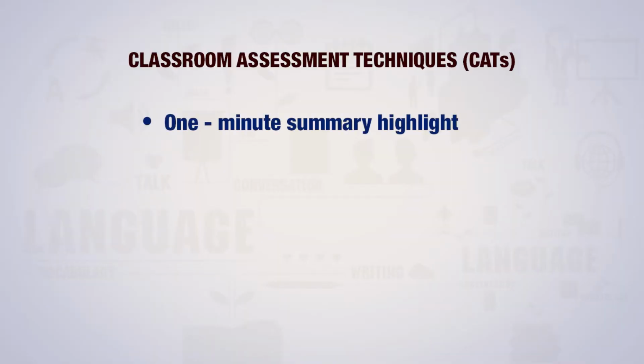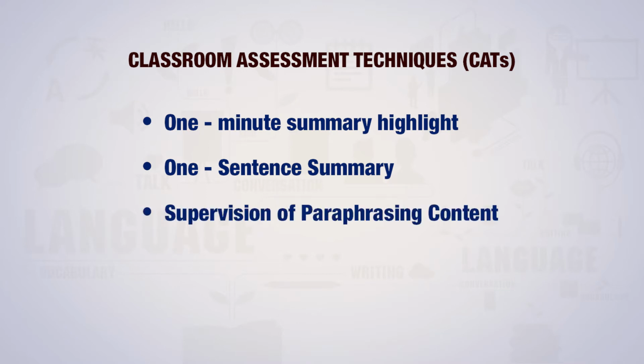The teacher should be observant after determining their teaching goals and the learning outcomes of their students. They should select classroom assessment techniques called CATs, C-A-T-S, to distinguish between the slow and advanced learner. The first one is the 1-minute summary highlight. The second one is the 1-sentence summary. The third one is the supervision of paraphrasing content. So these 2 or 3 CATs can be done to determine whether your students are slow or advanced.